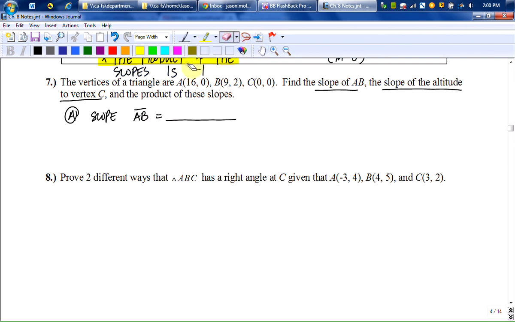I'll erase some of this highlighted stuff. So from A to B, or B to A. I like to line these up: 2/9 minus 0 and 16, which is 2/-7. There's my first answer, which is the slope of one of the sides of the triangle.